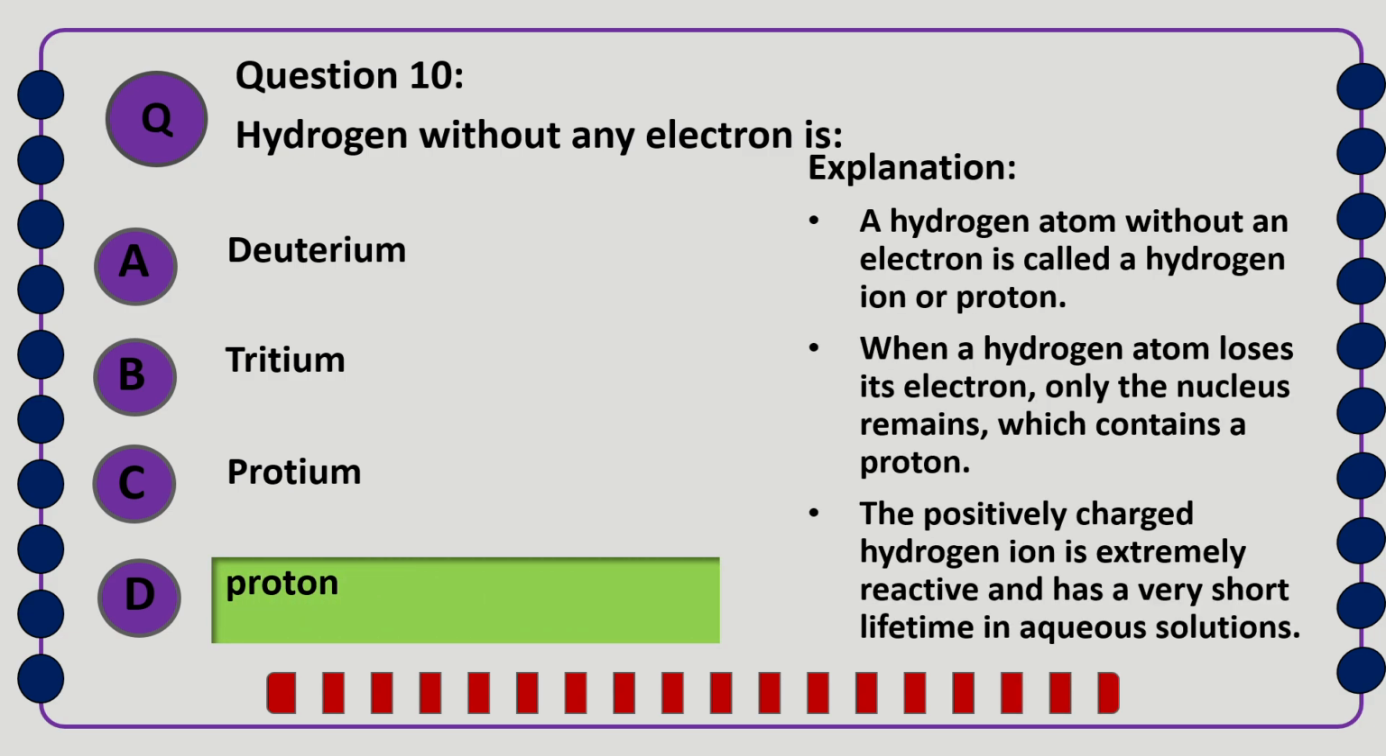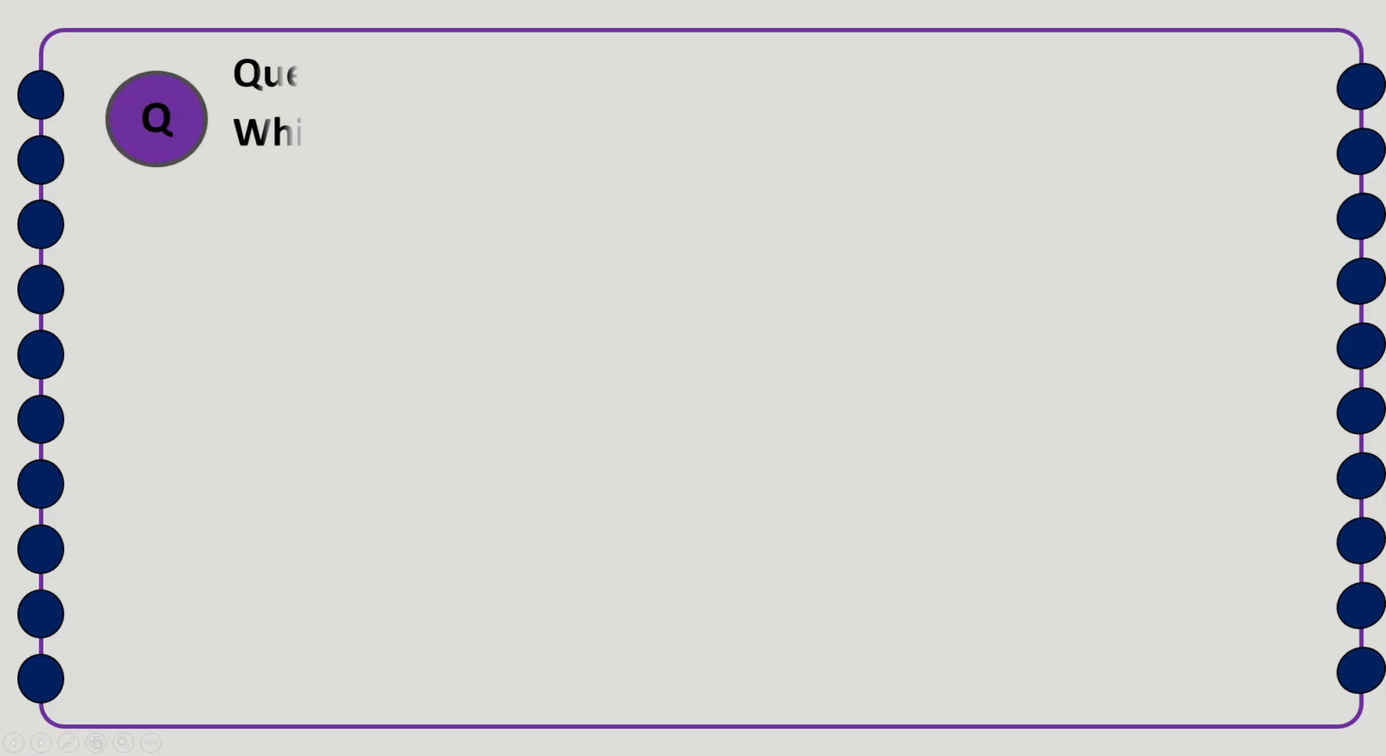Let's take the explanation. Hydrogen atom without an electron is called hydrogen ion or proton. When a hydrogen atom loses its electron, only the nucleus remains, which contains a proton. The positively charged hydrogen ion is extremely reactive and has a very short lifetime in the aqueous solution. I hope this is clear. Let's move on to the next question.